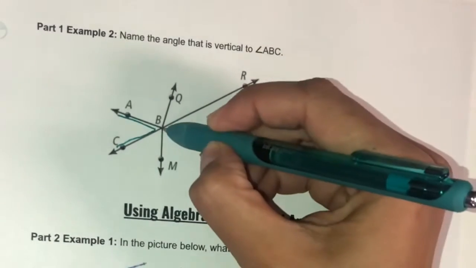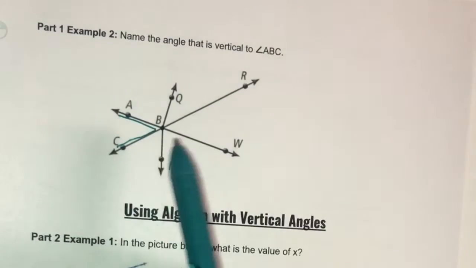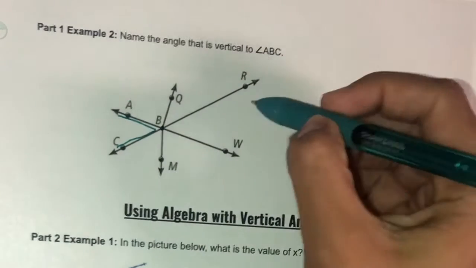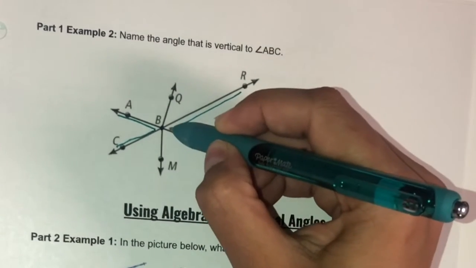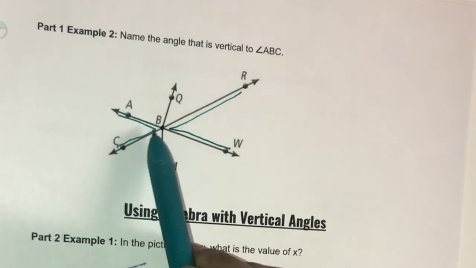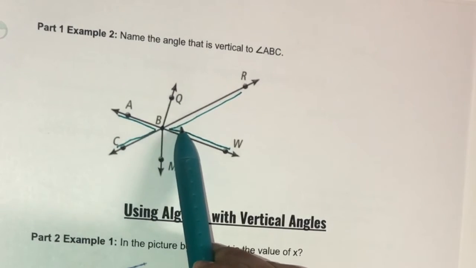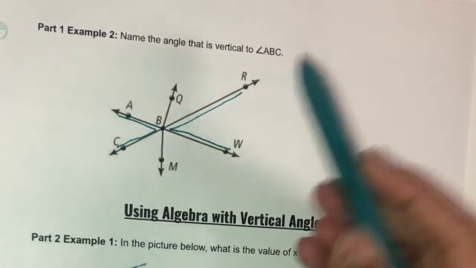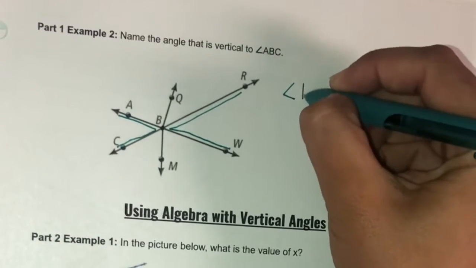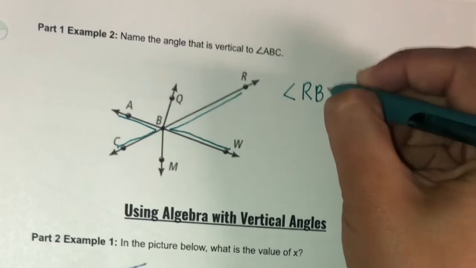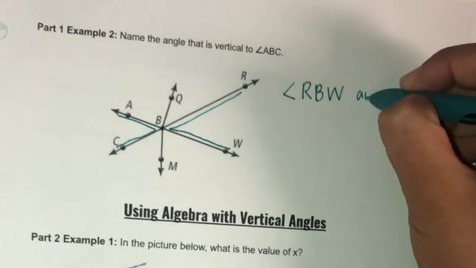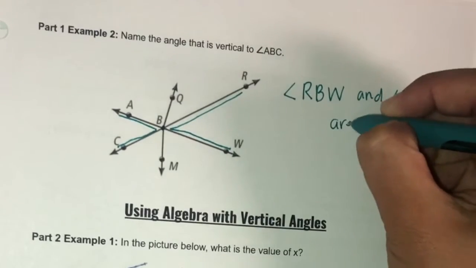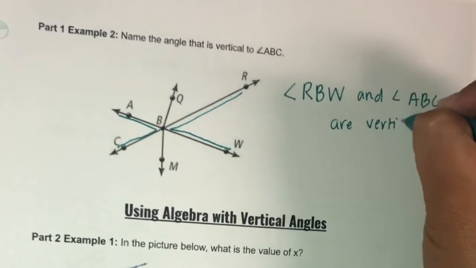So we have to look for what angle is opposite of angle ABC, shares a point, and is intersecting. So if we look, here's the point. The angle that's opposite from angle ABC is angle RBW. They are opposite from each other, they're intersecting, and they share point B. So it is angle RBW and angle ABC that are vertical angles.